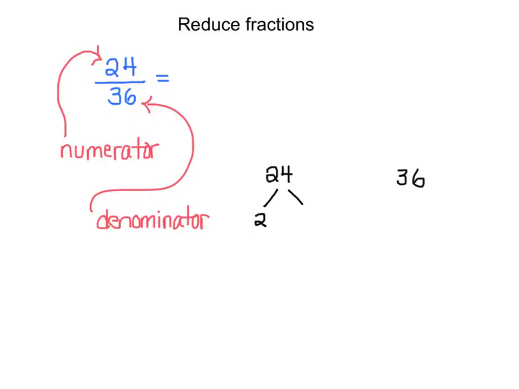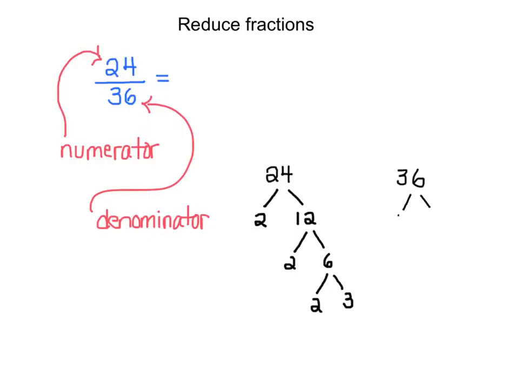So 2 goes into 24 12 times, and 2 goes into 12 6 times, and 2 goes into 6 3 times, and now we have all the primes. 24 is equal to 2 times 2 times 2 times 3. Let's do this with 36.